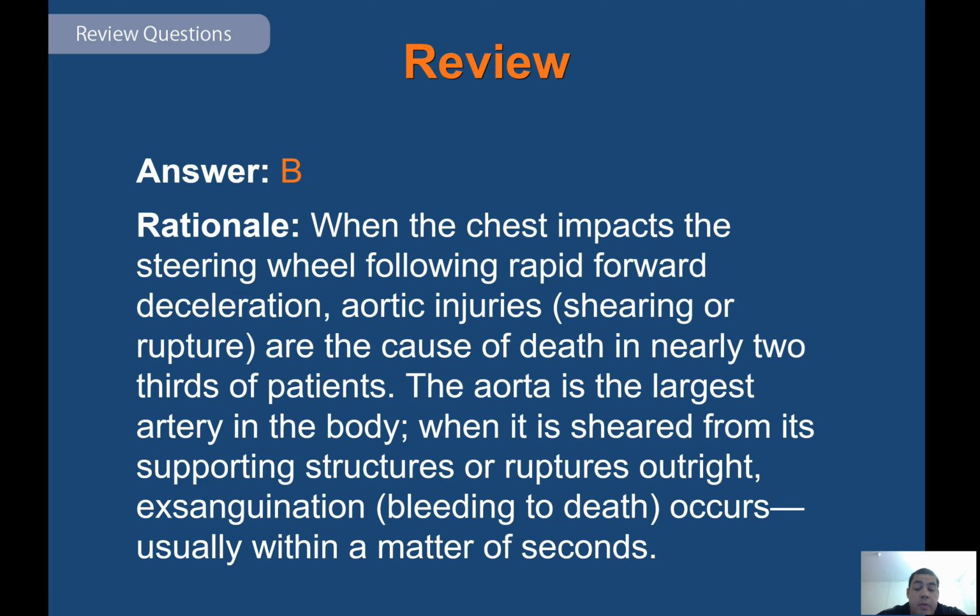So B, we talk about this all the time. What did Princess Diana die from? Shearing of her aorta. When the chest impacts the steering wheel following rapid forward deceleration, aortic injuries, shearing, or rupture are the cause of death in nearly two-thirds of patients. The aorta is the largest artery in the body. When it is sheared from supporting structures, it ruptures outright. Exsanguination, bleeding to death, occurs usually within a matter of seconds.